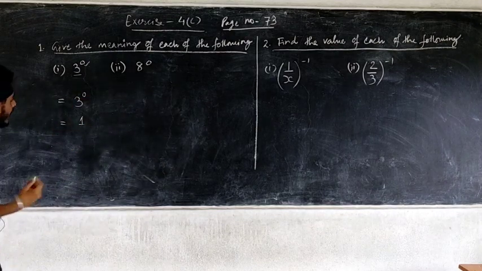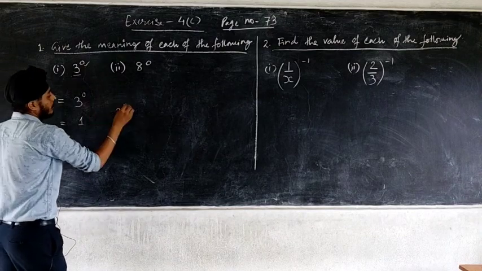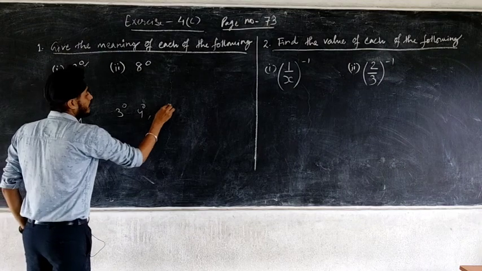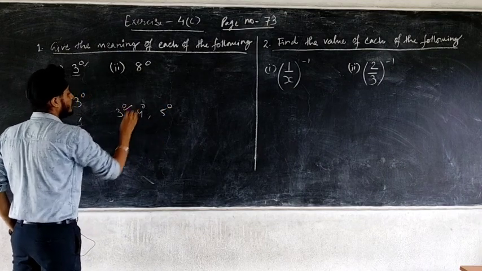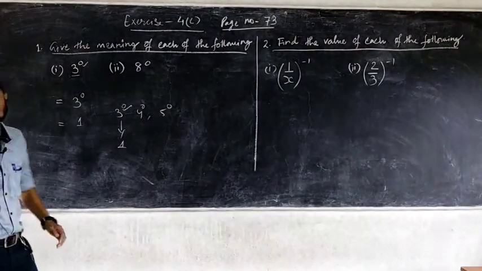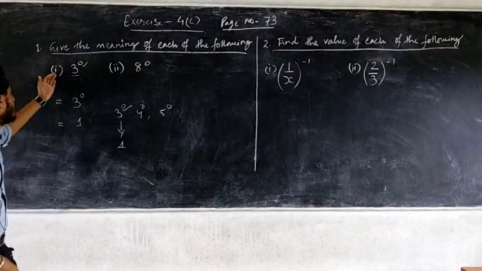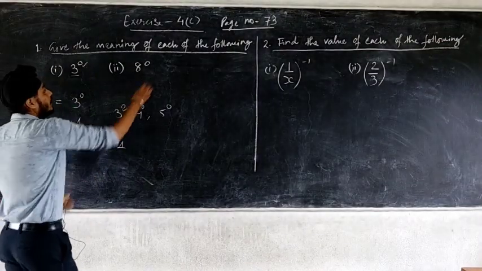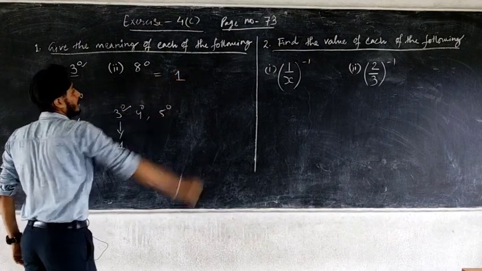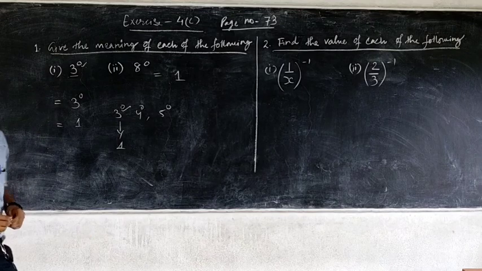Clear students? Any number whose power is 0, suppose 3 raised to 0, 4 raised to 0, 5 raised to 0, the value is 1, always 1. Remember students? So this way we can solve question 1 and question number 2. So the value of 8 raised to 0 will be 1. So this way question number 1 you can do.